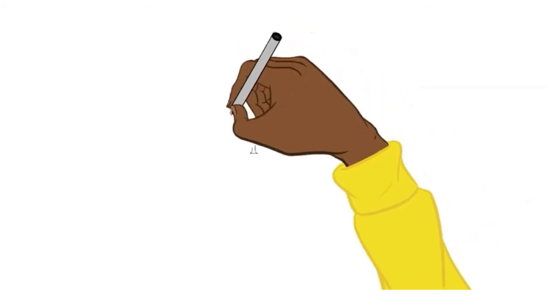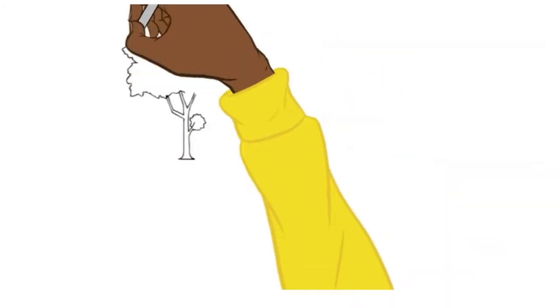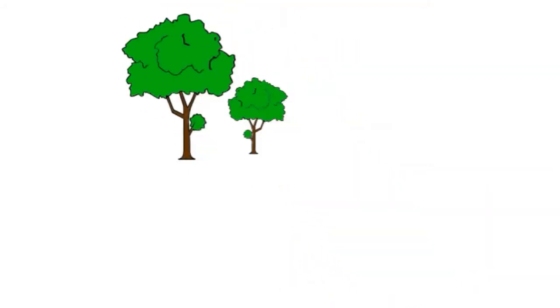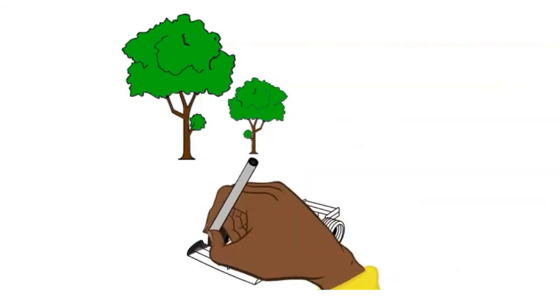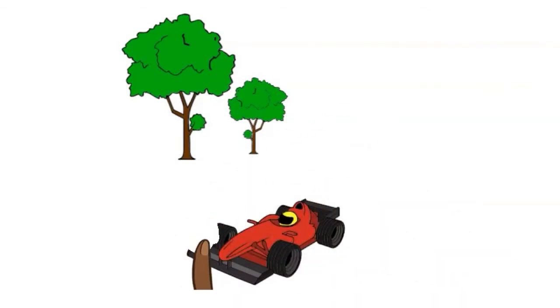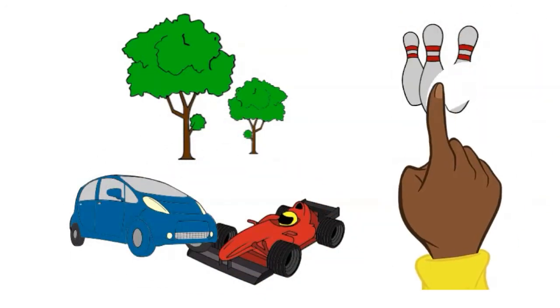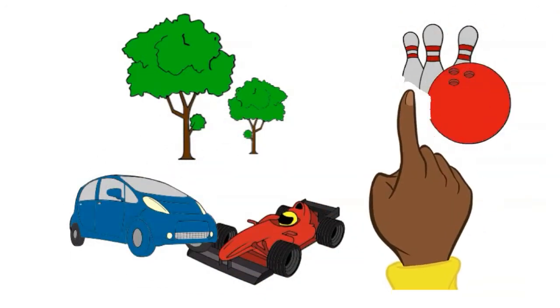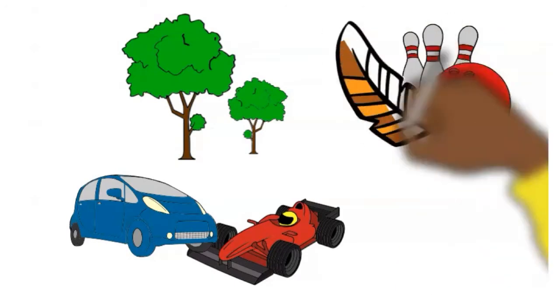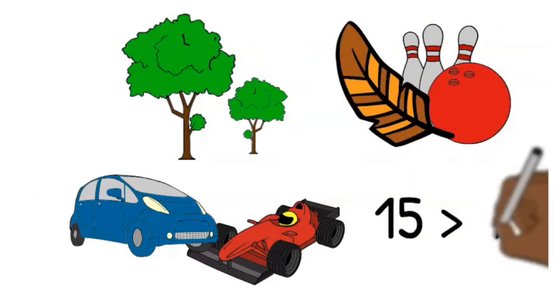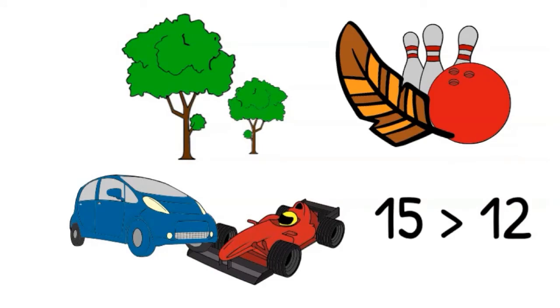In a fair society, we hope that all things are created equal. But in mathematics, we know when we measure things, they definitely are not. For example, trees, one can be smaller than another. Cars, some go faster than others. When we compare a bowling ball to a feather, the bowling ball definitely is heavier. And in mathematics, 15 is greater than 12.